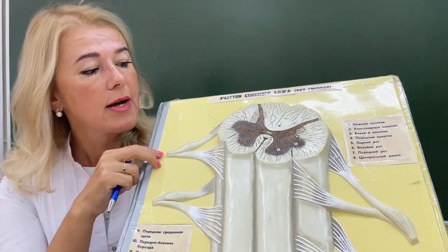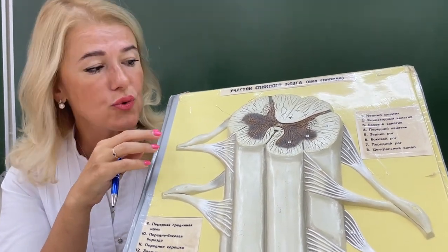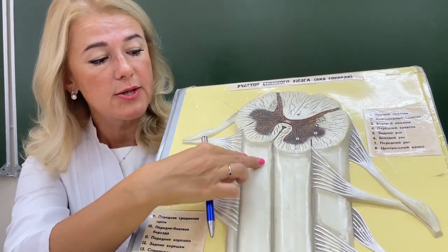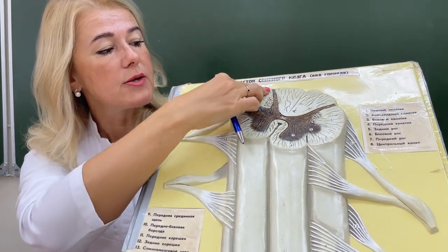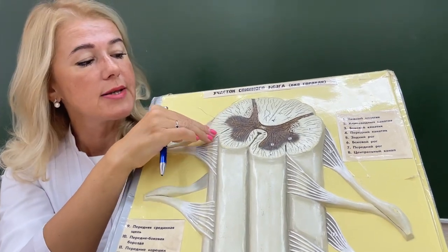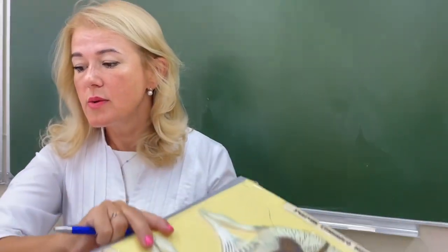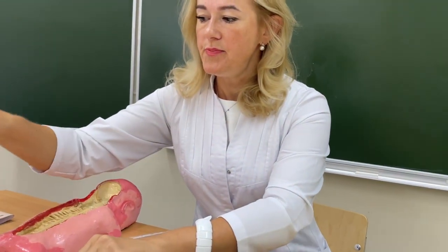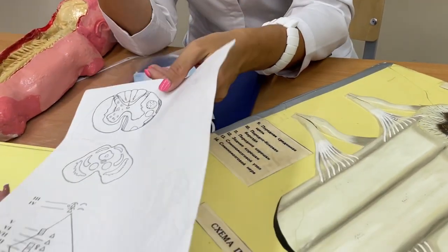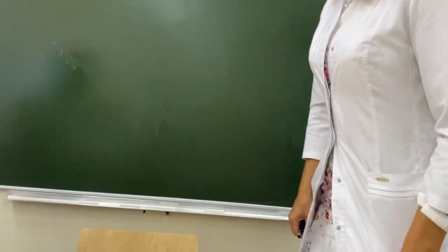They form the conductive tracts created by the axons of the neurons. Again, the conductive tracts are motor in the anterior funiculus, sensory in the posterior funiculus, and both types of them are in the lateral funiculus. It's in general. Now, we'll use your copybooks and we'll create the transverse dissection of the spinal cord. I will do it on the blackboard. You will do it in your copybooks.